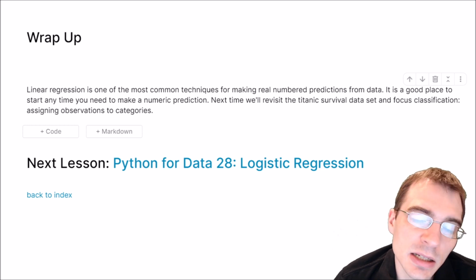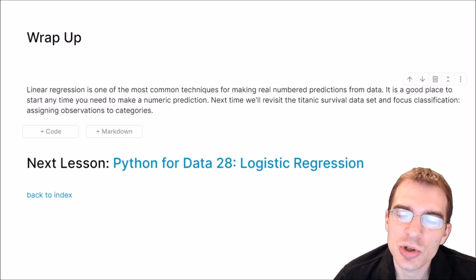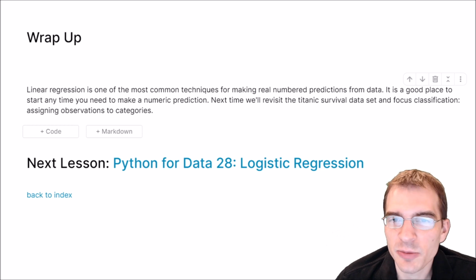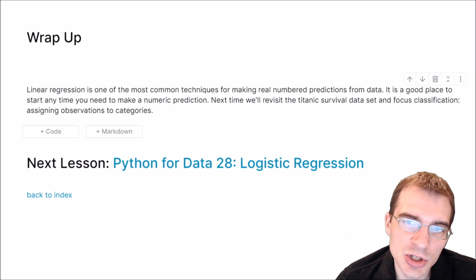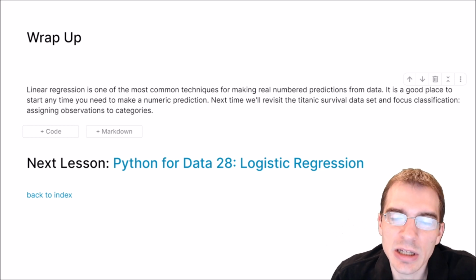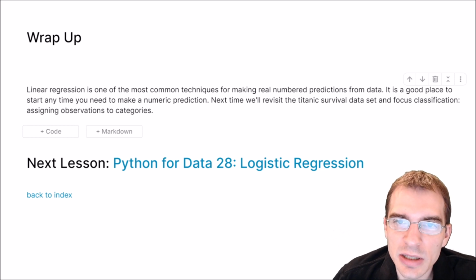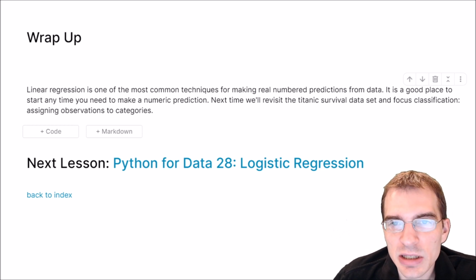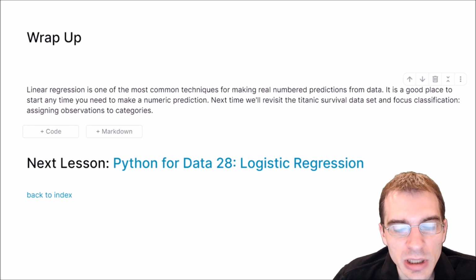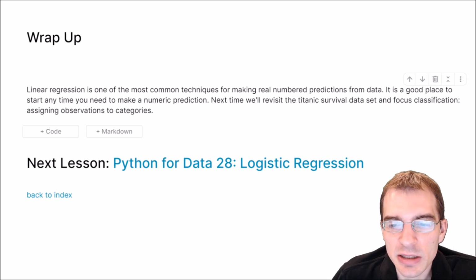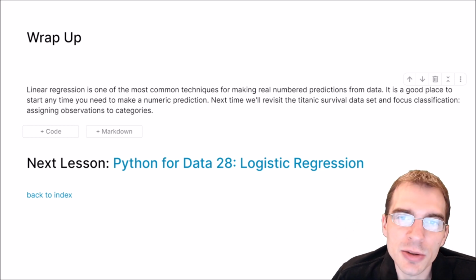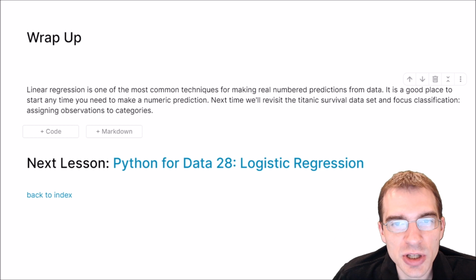Now in the next lesson, we're going to turn our attention to a different sort of predictive modeling task, classification, which instead of predicting a real number like we did in this lesson, we're going to try to predict a target label, so give a classification or category. So for that, we're going to be revisiting the Titanic disaster dataset, where we're going to be creating predictive models to predict whether passengers on the Titanic survived or died in the crash.